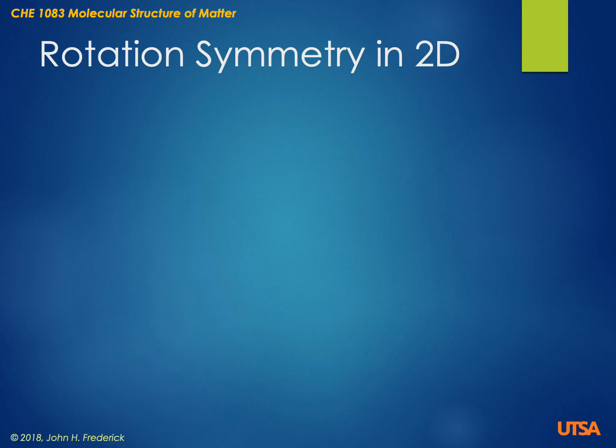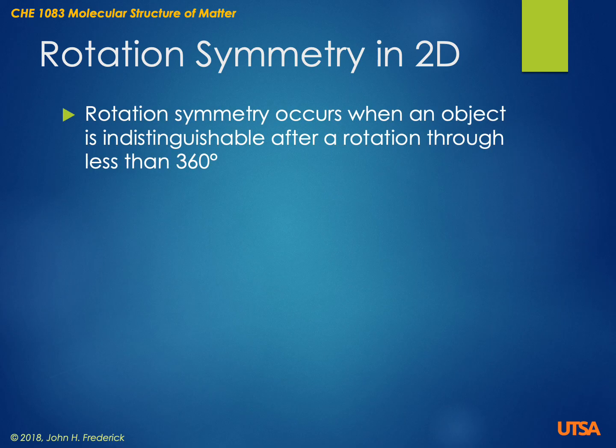We also have a symmetry due to rotation. And it's easy to see in 2D. It is whenever an object is indistinguishable after a rotation through some angle less than 360 degrees. So for example, let's take this rectangle. If we put a dot in the middle of the rectangle and rotate the rectangle about that dot by 180 degrees, we'll get a similar rectangle, but you'll notice because I've labeled the positions that the rotated rectangle has the corners now flipped positions.